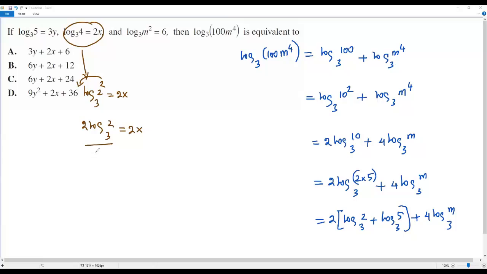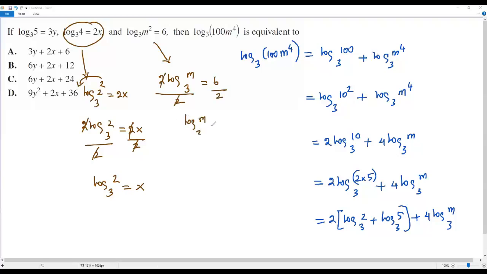Now I divide both sides by 2, and the 2 cancels out. I get log 2 to the base 3 equals x. Now I have the value for log 2 to the base 3. Also, if I use the power rule on the other one, the exponent 2 can be moved in front of the logarithm. Then it becomes 2 log m to the base 3 equals 6. Now I divide both sides by 2, and the 2 cancels out. Then I get log m to the base 3 equals 6 over 2, which is 3.